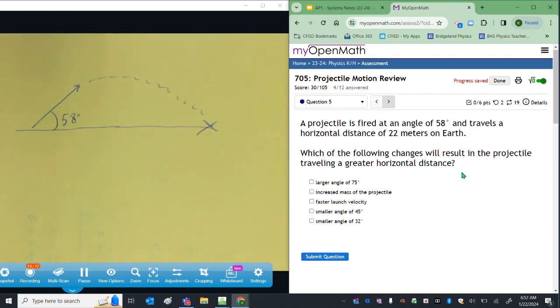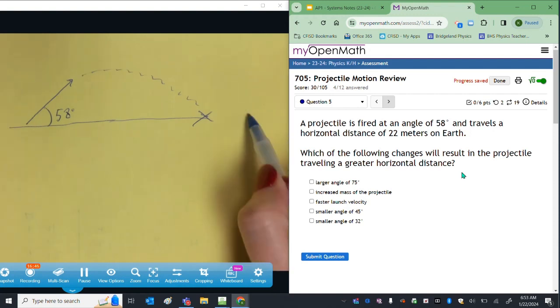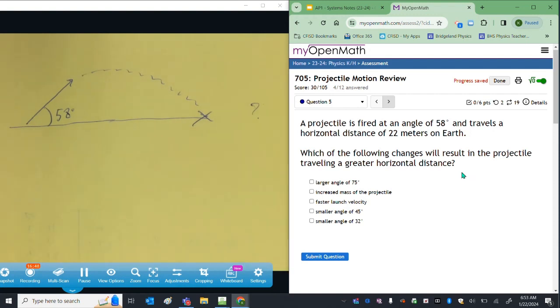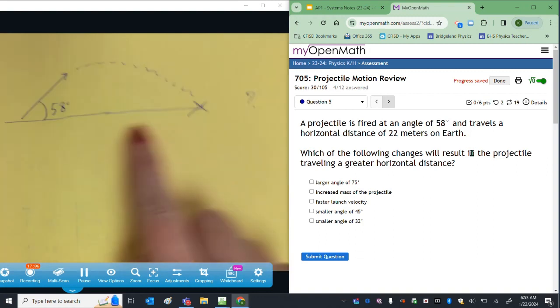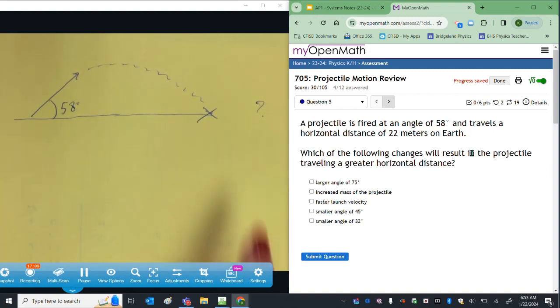You could certainly solve for it, but you don't need to. We're just looking at this conceptually. It's asking which of these changes will make it go farther. How can I get it to go even farther than where it's landing now? Let's talk about some of these different factors. You can see there are 3 different answers, all involving angles. We talked about this in our notes, but the angle that's going to give you the greatest range, the one that's going to make it go the farthest horizontally, is 45 degrees.